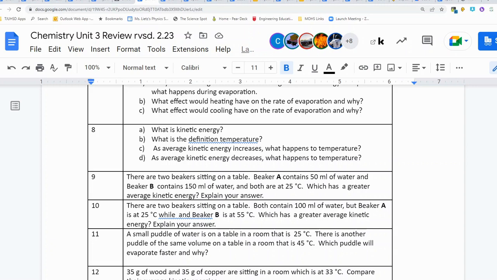Okay, let's take a look at number 8. Number 8, what is kinetic energy? Good. Kinetic energy is the energy an object has because of its motion.